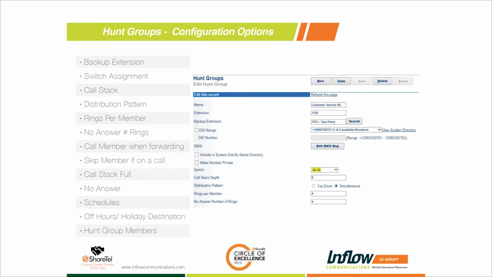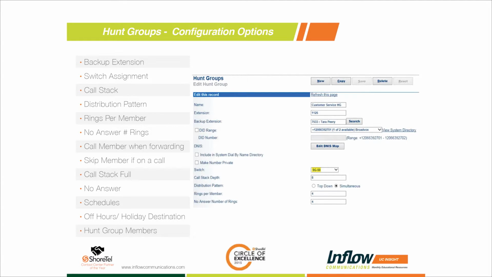The next important thing is the switch assignment. You'll see I highlighted that so you can notice it. It's a drop-down list. It will allow you to select any ShoreGear switch in your system that can take hunt groups. The ones that can't take hunt groups are your T1Ks. They just handle PRIs. They don't have any capabilities to handle hunt groups.